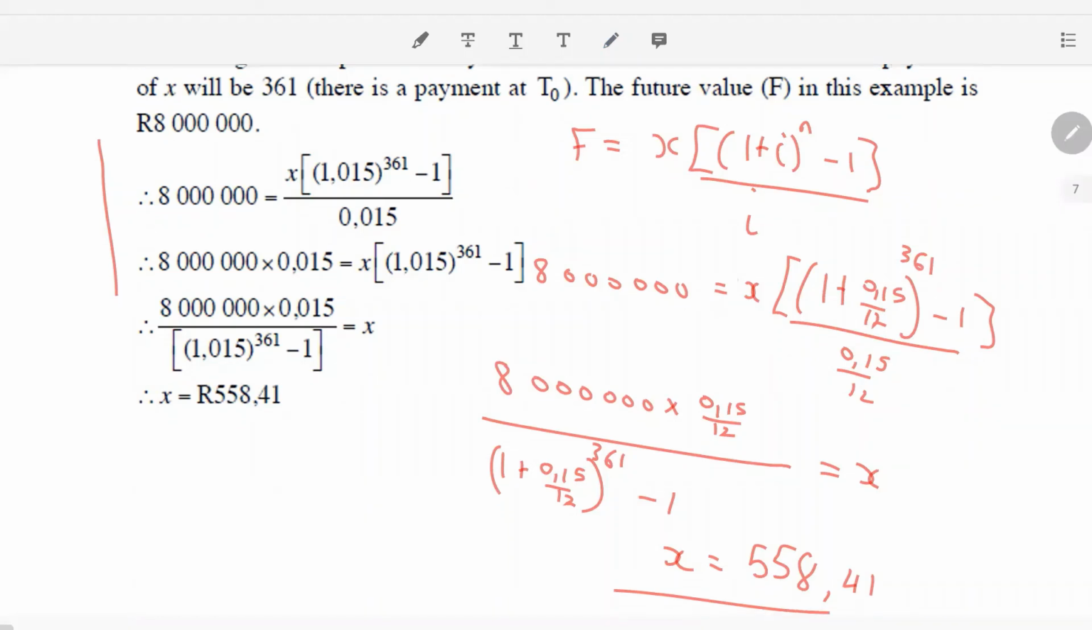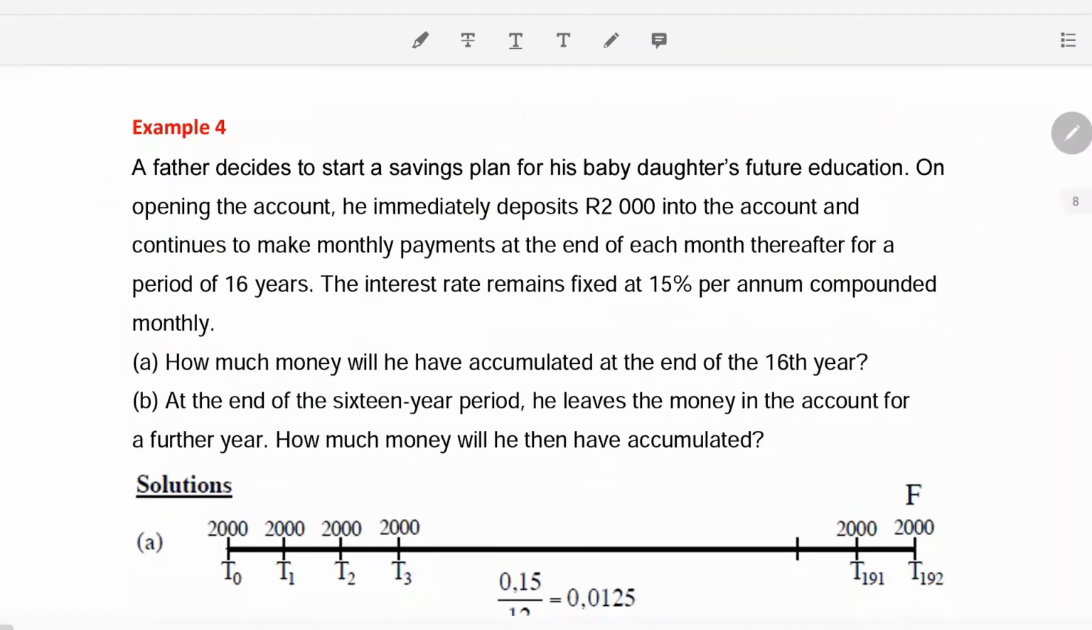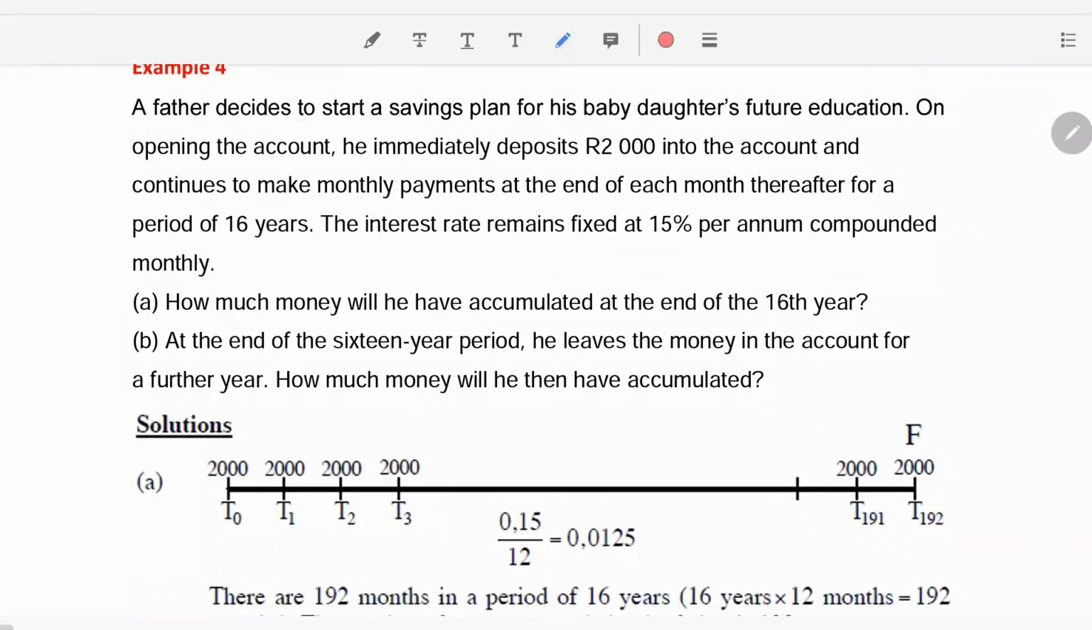Then example 4 is also talking about the same. A father decides to start a savings plan for his baby daughter's future education. On opening the account, he immediately deposits 2,000 into the account and continues to make monthly payments at the end of each month thereafter for a period of 16 years. The interest rate remains fixed at 15% per annum compounded monthly. How much money will he have accumulated at the end of the 16th year?